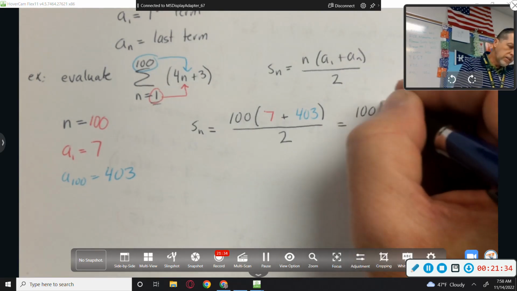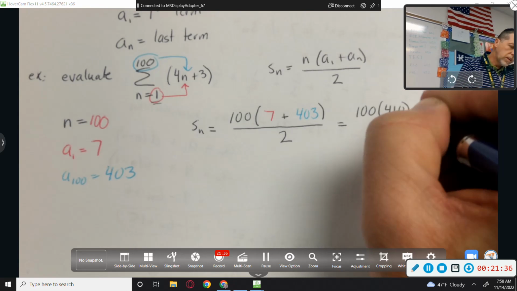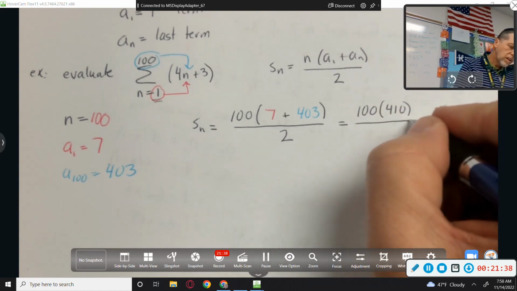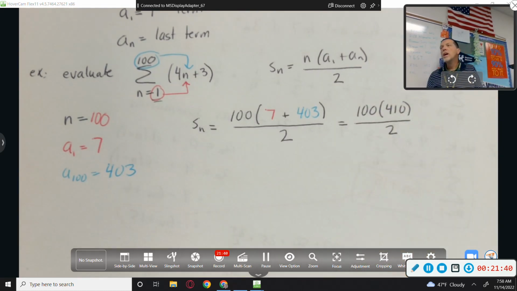So 100 times 410, all divided by 2. By the way, you don't have a calculator on this test, so you need to be able to do some of this math by hand.